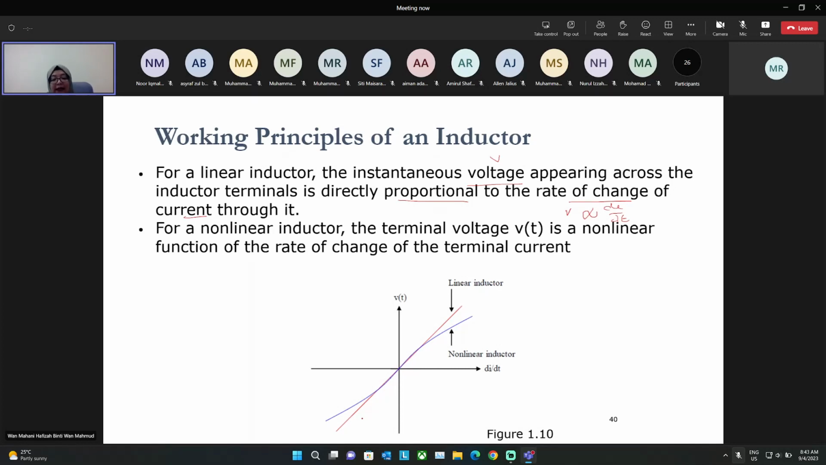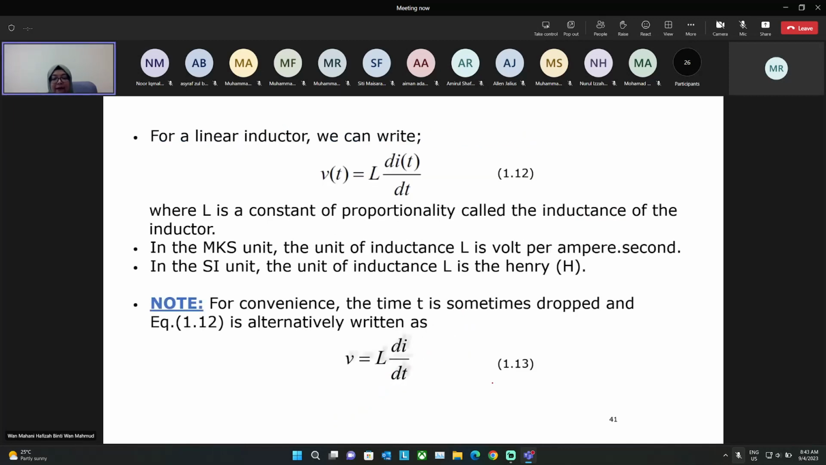So for the linear case, the red one, the graph has V on the y-axis and dI/dt on the x-axis. The slope of the red line is L. Based on that definition, this is for a linear inductor, because for chapter 1, and in fact the whole course, we focus only on the linear inductor. For a linear inductor, this is the first equation you need to know.